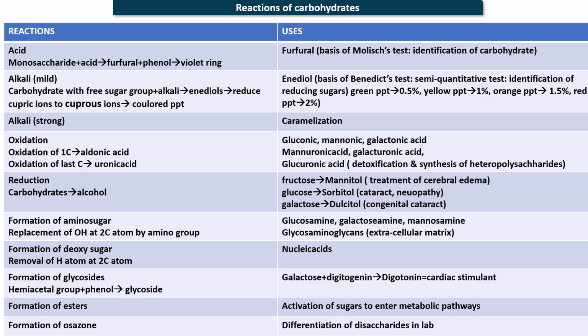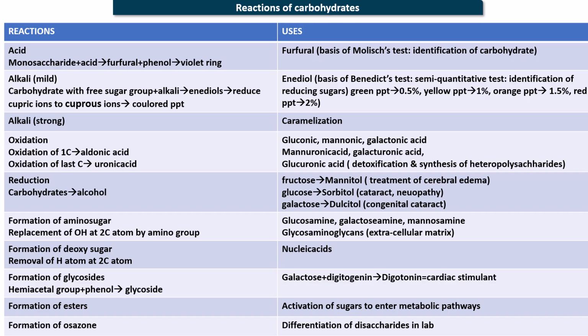Benedict's test is also called a semi-quantitative test. This is because we can quantify the different colored precipitates, and this is mainly used in identification of reducing sugars in the laboratory. Formation of a green precipitate indicates 0.4% of reducing sugar in the patient sample. Yellow precipitate indicates 1%, orange precipitate indicates 1.5%, and red precipitate indicates 2% of reducing sugar excreted in the urine sample. Treatment with strong alkali results in caramelization.